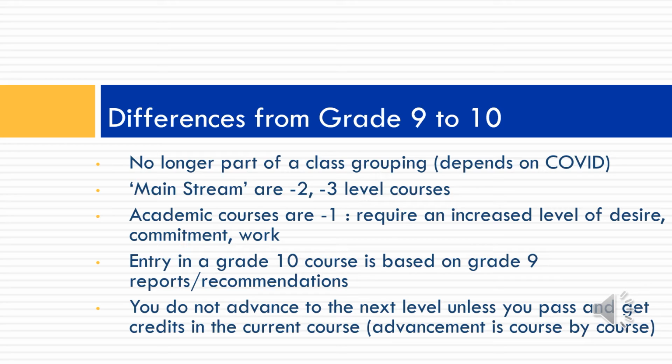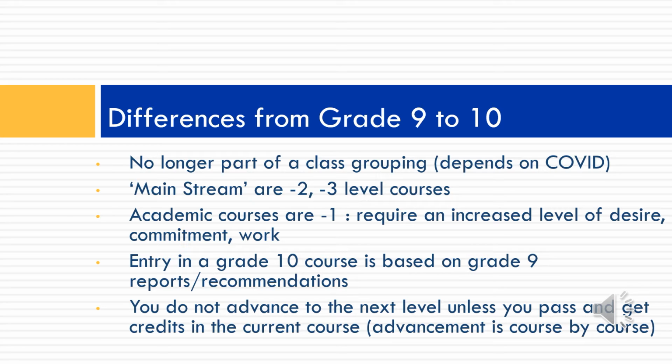And so when we look at what courses you're going to be wanting to choose for high school, we really have two streams. First of all, what we have is called the mainstream, which are our -2 and -3 level courses. So 10-2, 20-2, 10-3, 20-3, etc. And the next stream that we offer is what we would consider our academic stream. And these are the courses at the -1 level. It's really important to know that whether you choose the academic or mainstream, both of these streams will lead you towards a high school diploma.